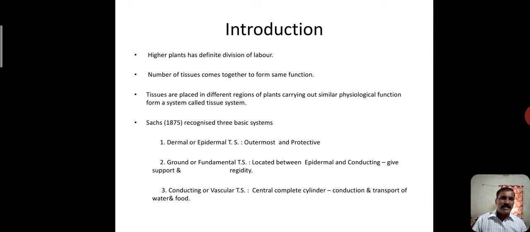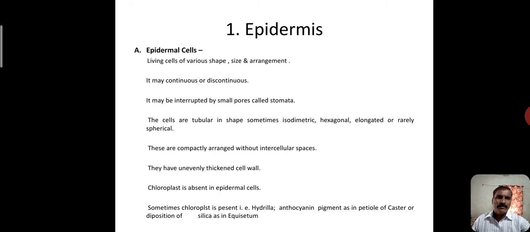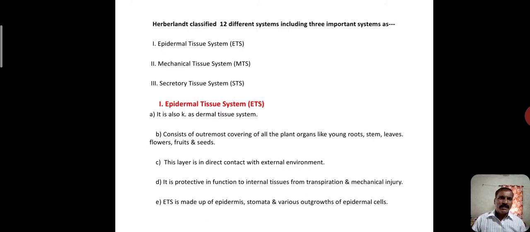Third, the conducting or vascular tissue system. It is the central stele, a complete cylinder, used for conduction and transport of food material. Now Haberlandt classified 12 different systems, including three important systems: the epidermal tissue system, shortly ETS; second, the mechanical tissue system, that is MTS; and third, the secretory tissue system, that is STS.